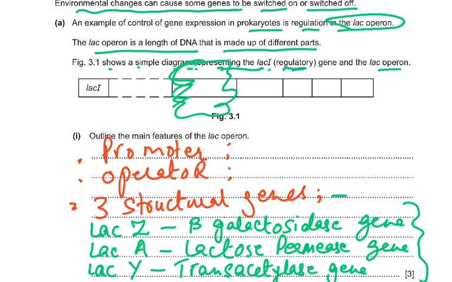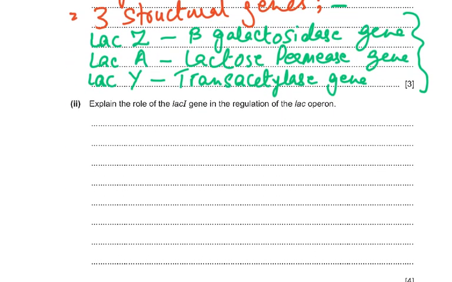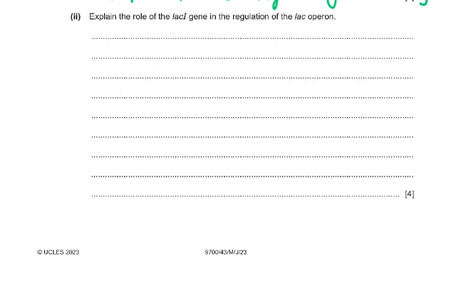This is the lac repressor protein which blocks this so that these are not transcribed. The lac repressor protein, please remember, attaches to the operator here, you see. Now this is the promoter, this is the operator, and then these are the 3 structural genes. So when you look at this question, explain the role of the lac-I gene in the regulation of the lac operon. The fact that the lac-I gene is always expressed.